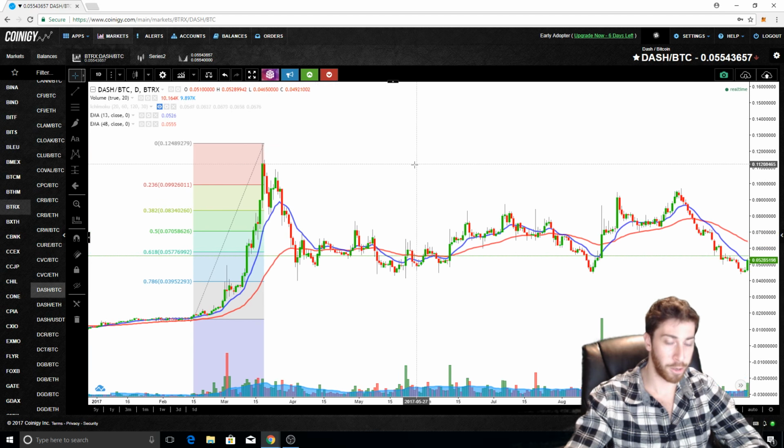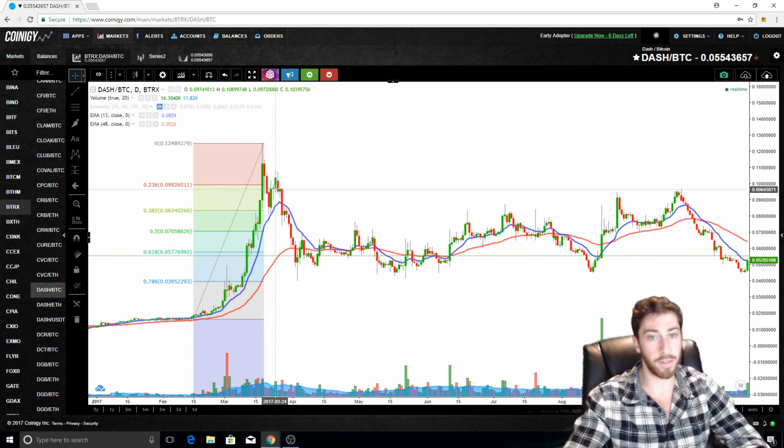I'm going to zoom in a little bit more. And it won't hit the top again. This is when you know you got to get out. You're about to see a bunch of red candles. This is the end of the uptrend.